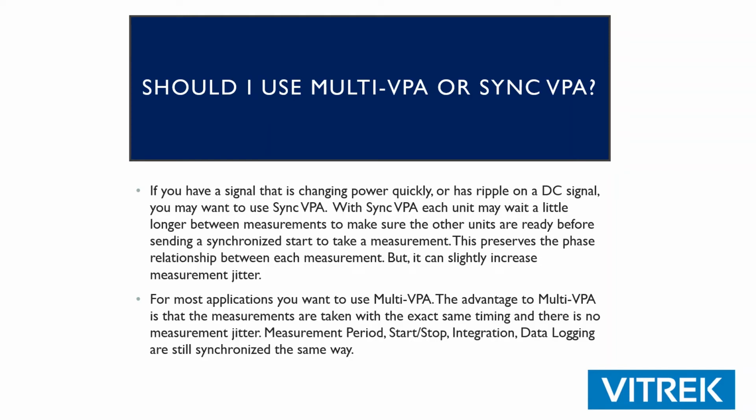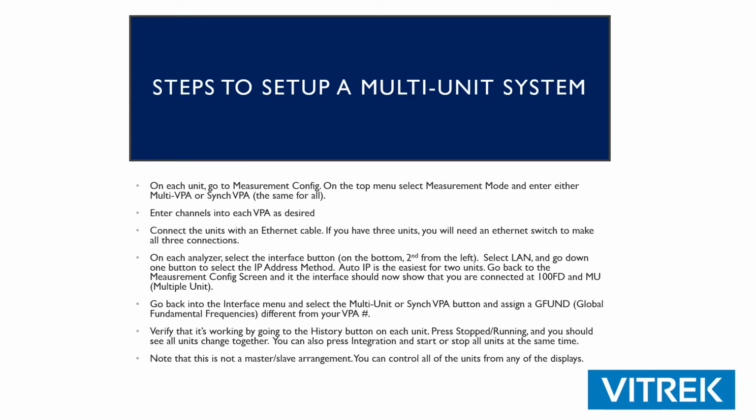But if you really want all your measurements to be exactly synced, then use the sync VPA. What that does is it basically makes the measurements, and then it asks everyone if they're all ready. When they're all ready, then it'll make the measurement again. So it's going to be a little slower. There could be a little delay between the measurements while it's waiting for a response on Ethernet, but that will sync all your measurements exactly. Now, these are the steps of how to go about setting up several units and using them as multi-unit systems. We're going to go in and do a demo of these steps and show you how they work.